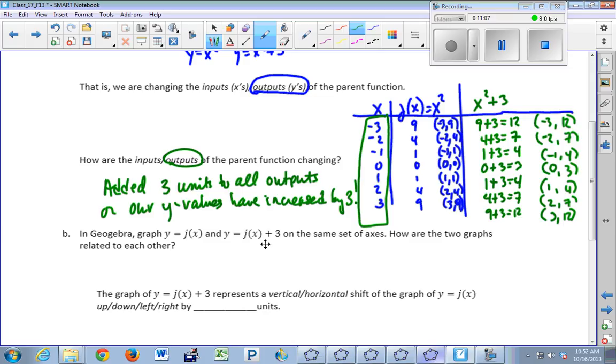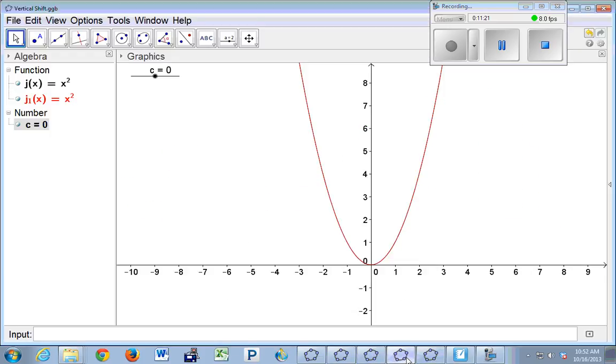which is still, we're keeping our original function, j of x, and we're adding 3. We're going to graph them on the same set of axes, and then we're going to see how the 2 graphs compare to each other. Okay, so I don't remember which graph it was. Was this it? Okay, so what's our value of c? What are we adding to x squared? 3.